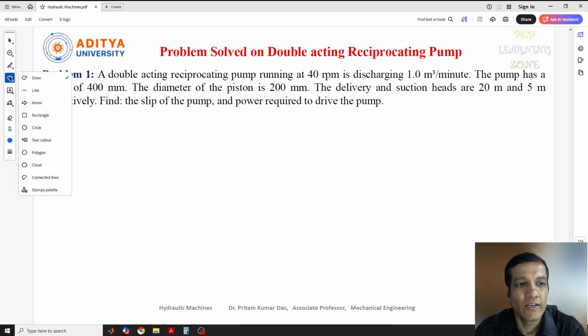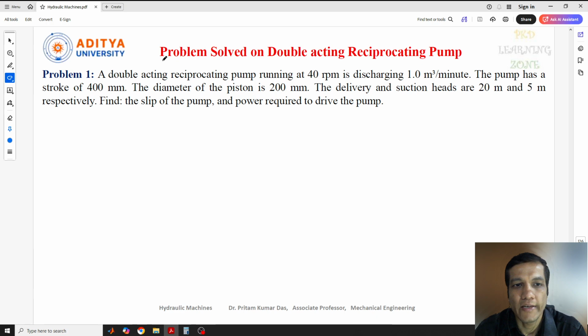In this lecture, we'll solve a problem on double acting reciprocating pump. In our last lecture, we have seen the problem on single acting reciprocating pump, and here we'll solve the problem on double acting reciprocating pump.